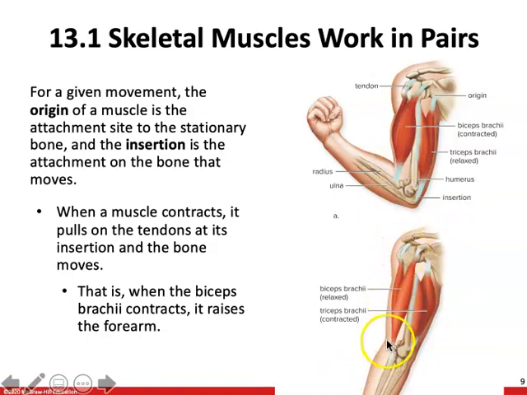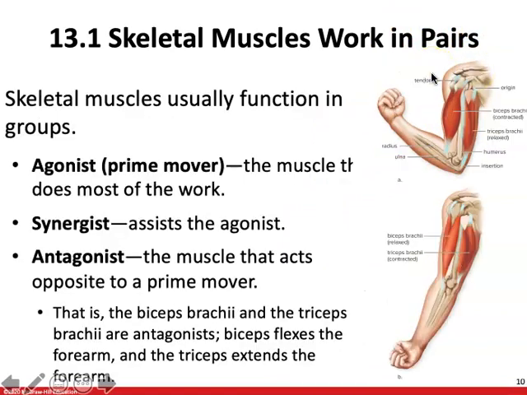So here we have the biceps. Up here, the origin is up the shoulder, and the insertion is going to be down here on the radius. When this muscle contracts, when it shortens, it's going to raise the arm. It's going to move the radius towards the shoulder, or towards the origin point of that muscle.